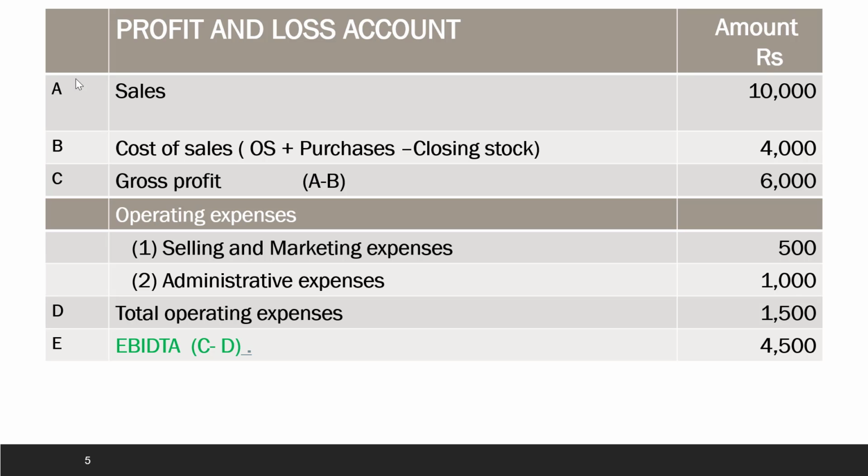So then we come to a bottom line. So after this, you arrive at a profit figure. Okay, so your gross profit minus your total operating expenses will be your bottom line, which is called EBITDA. Okay, it's a short word, EBITDA. I'll just tell you what is the full form of EBITDA. Okay.